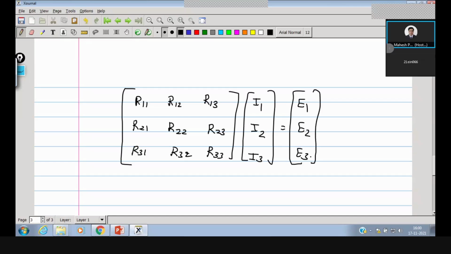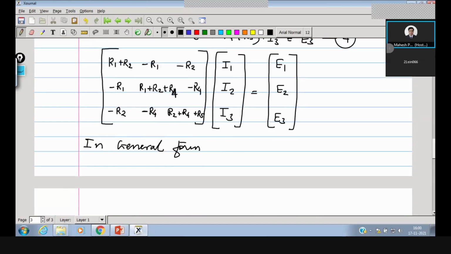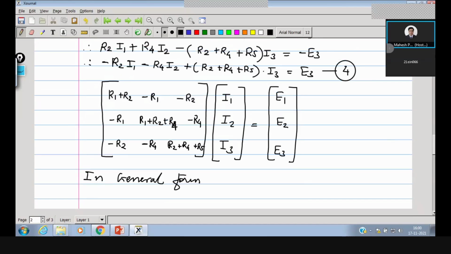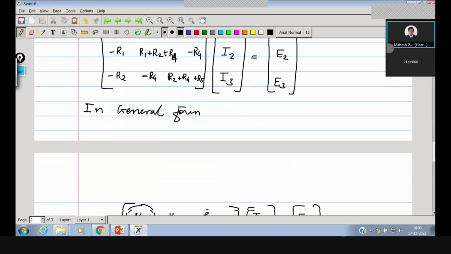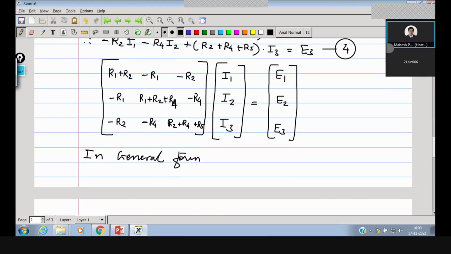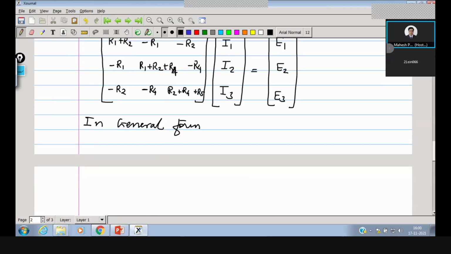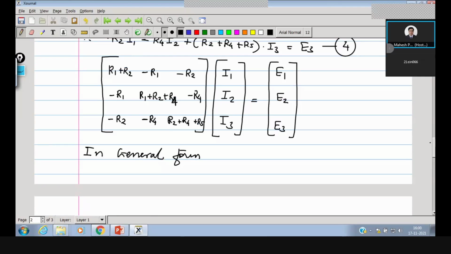Fine. Now here you can see R11, R22, and R33. If you look at the equation here, what is the value of R11? That is R1 plus R2. Similarly, for R22 and R33, if you observe, R1, R2, R4, then for another value, R33, it is R2 plus R4 plus R5. Now look at your figure.